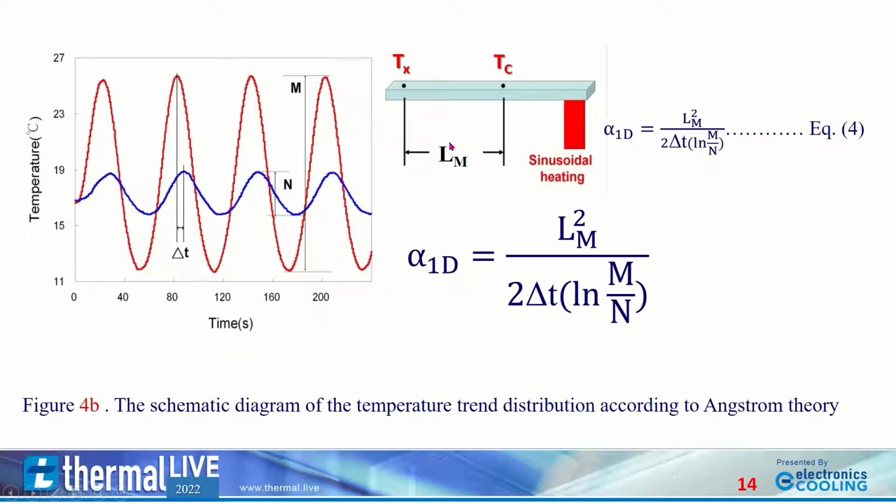Figure 4b is the schematic diagram of the temperature trend distribution according to Angstrom theory, by measuring the temperature amplitudes T sub c and T sub x at both temperature points, and the delta T between the T sub c and T sub x peaks, and the distance L sub m between T sub c and T sub x. The thermal diffusivity alpha of the one-dimensional object to be tested can thus be inferred.